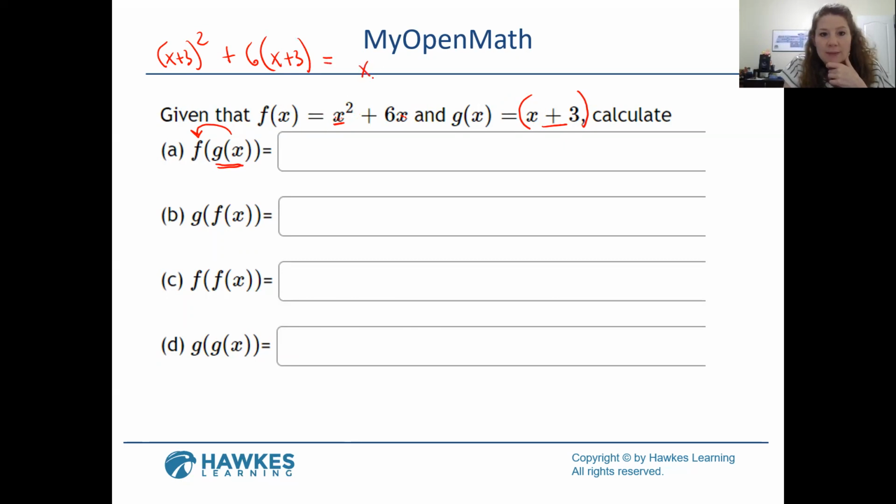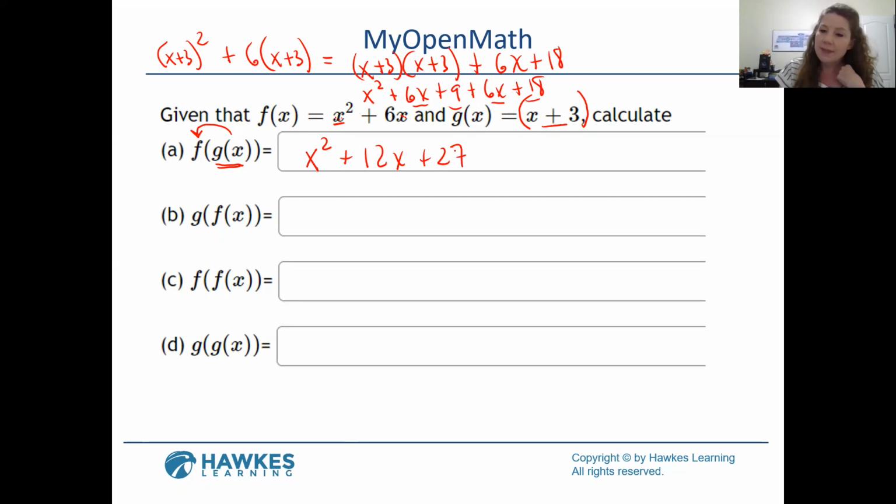Right? So x plus 3 squared plus 6 times x is 6x, and 6 times 3 is 18. So now we're going to FOIL this, so we get x squared plus 3x is 6x, and 3 times 3 is 9 plus 6x plus 18. So now when we combine like terms, we get x squared. And then 6 plus 6 is plus 12x. And 9 plus 18 is plus 27. And that's our answer. Okay.